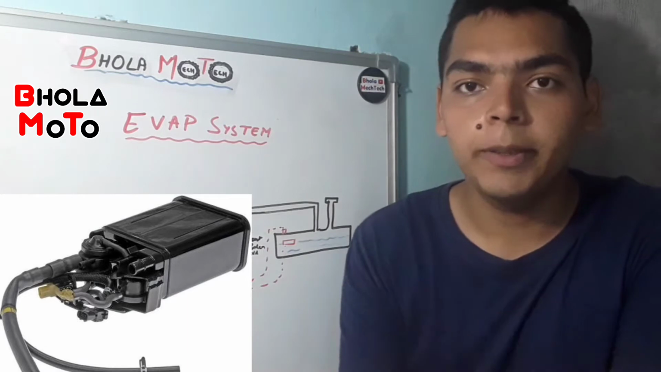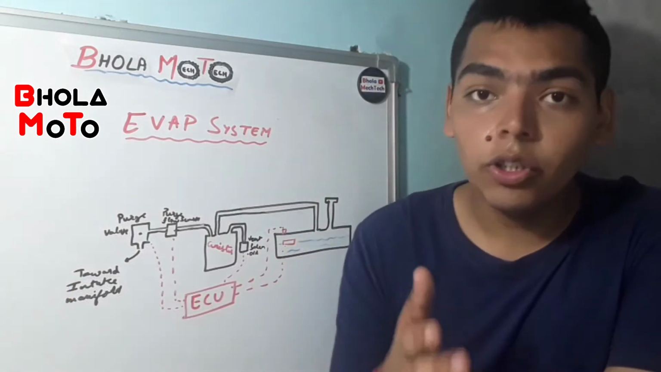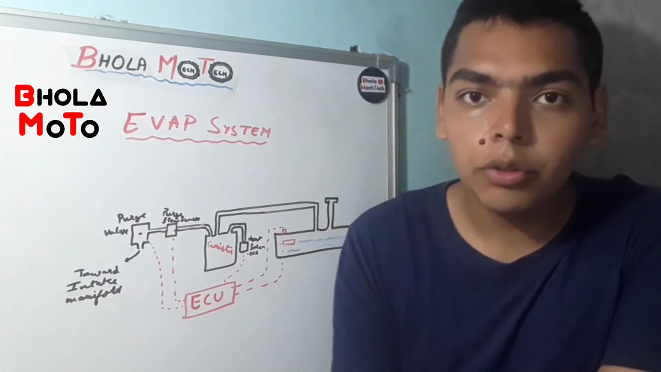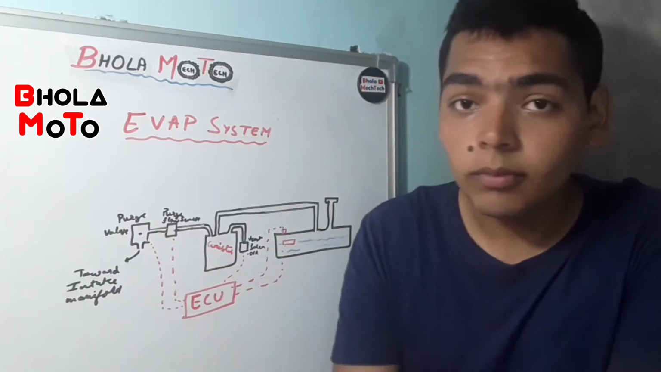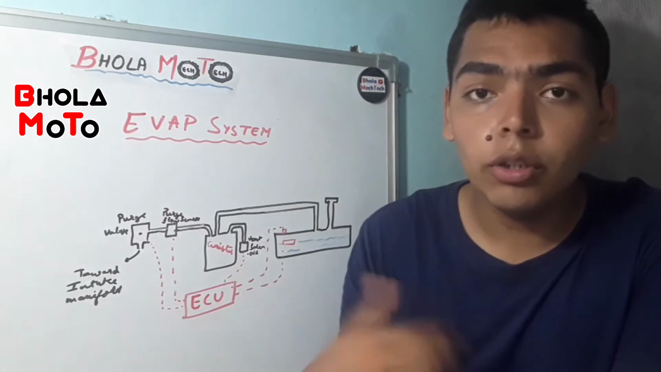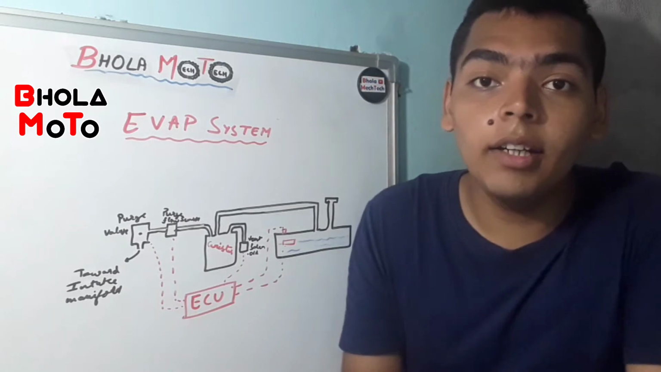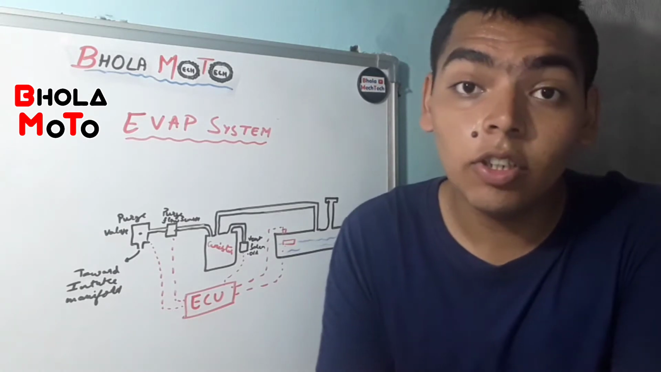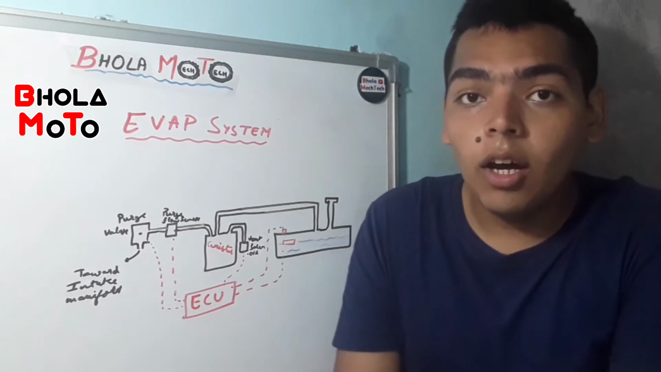Now talking about the canister, I have already told you that it has 1 to 2 kg of activated charcoal, and this amount of activated charcoal is going to act as a foam, which is absorbing all the fuel vapors.